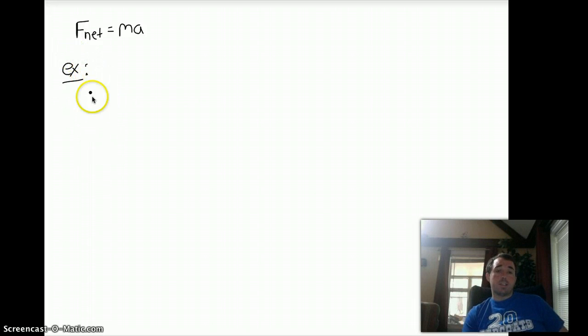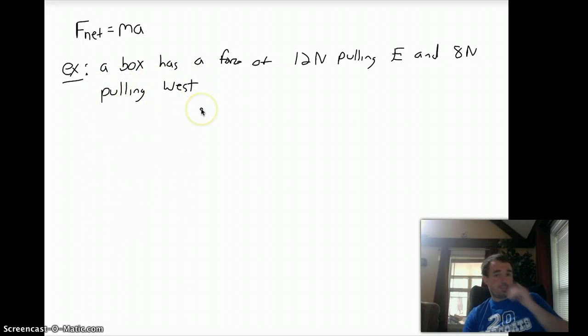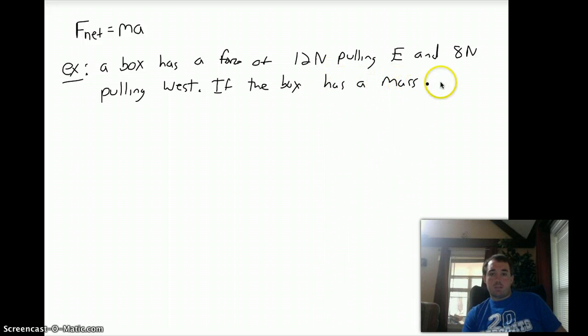Thank you. So, example. Let's say a box has a force of 12 newtons pulling east and 8 newtons pulling west. If the box has a mass of 4 kilograms, what would the acceleration be?